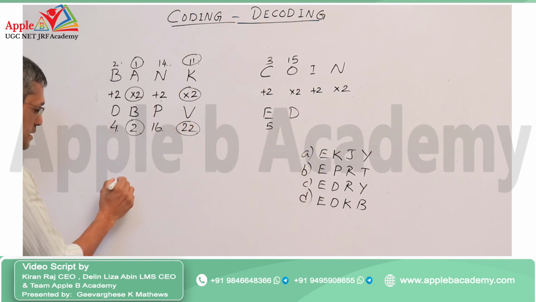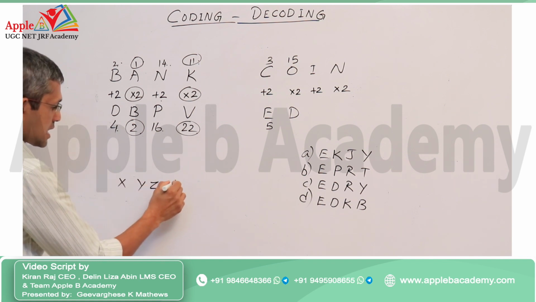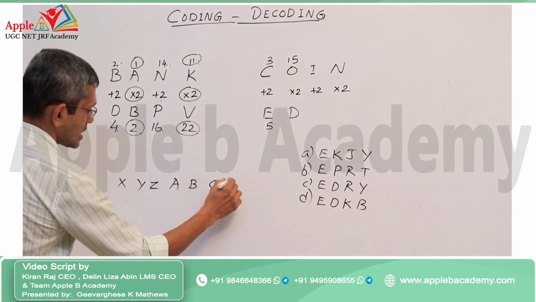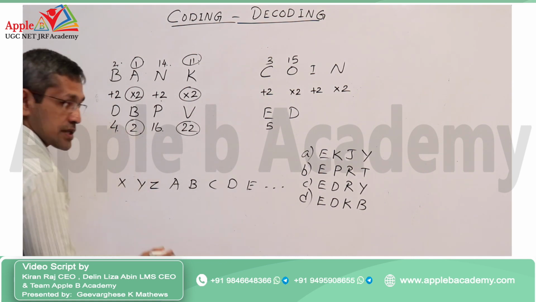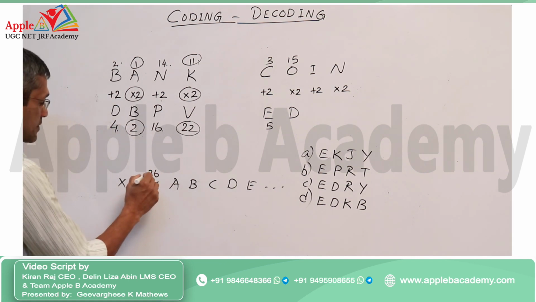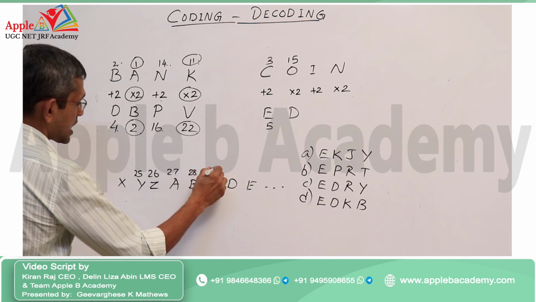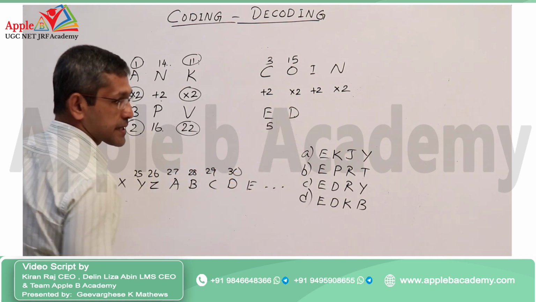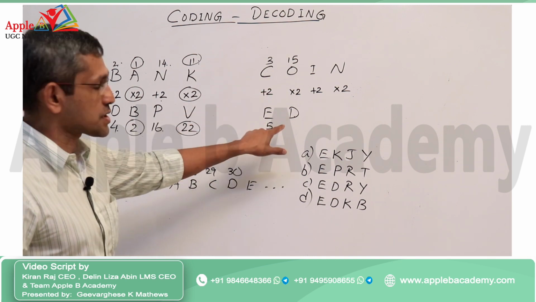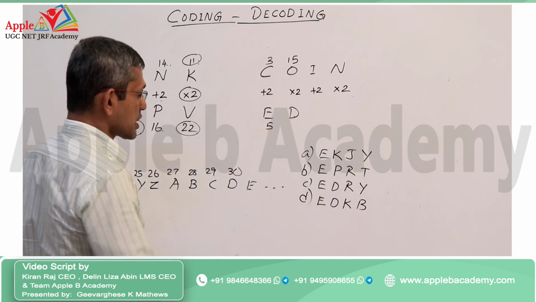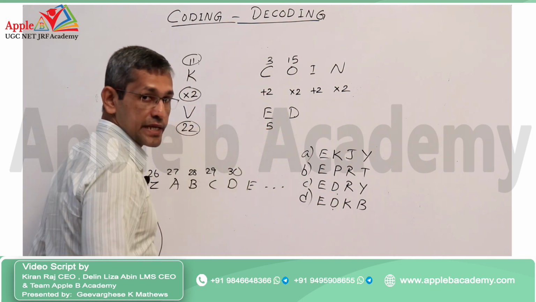So how do you get it? X, Y, Z, then A, B, C, D, E, etc. If you have confusion, check it out. This is 26, this is 25, this is 27, 28, 29, 30. So that's why D is 30. So 15 into 2 is 30, the 30th letter is D. So ED. So we have two answer choices with ED.